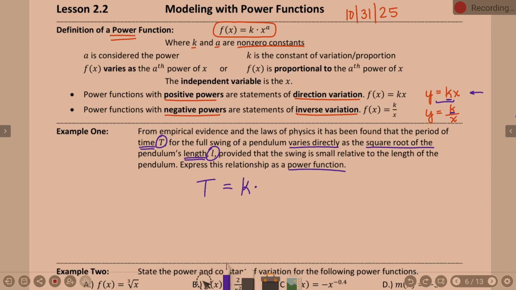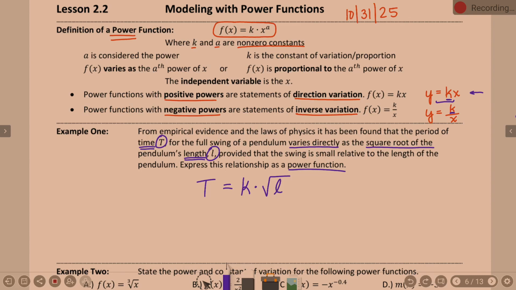If it just said time varies directly with length, then I would say L. But it didn't just say it varies directly with the length. It says it varies directly with the square root of the length. So now I'm going to say square root of L. Did I break that down a little bit for you? Now, I would argue we need to tweak one little thing to write our final answer, but we've pretty much got our final answer here.